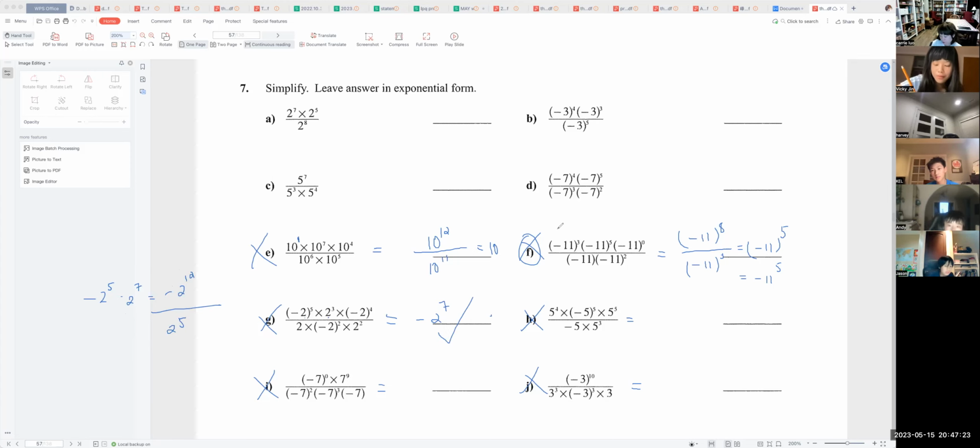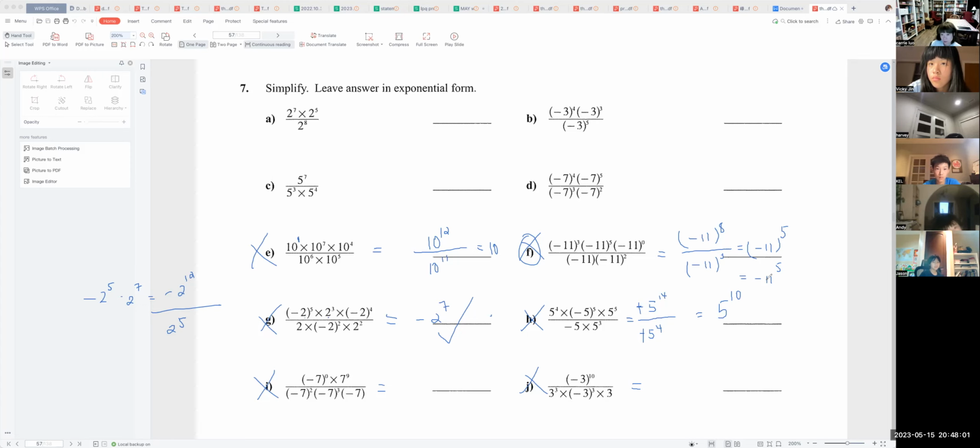Andy, can you tell me number H? Number H is 5 to the power 9 times negative 5 to the power 14 over negative 5 to the power 4. So the negatives are gone. 5 to the power 14 divided by 4 equals 5 to the power 10. Understood?